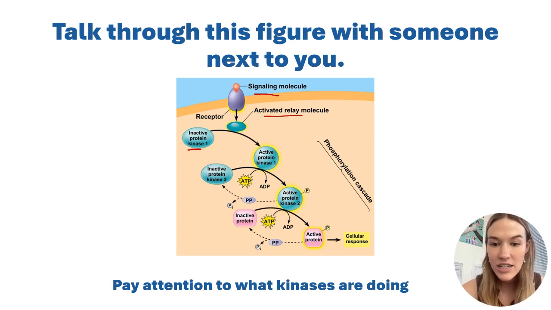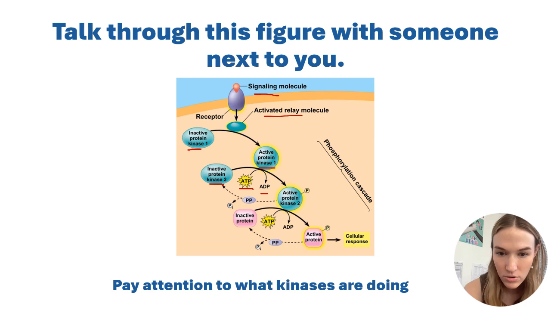But we have this activated relay molecule that now is going to activate the kinase. What do kinases do? They phosphorylate, meaning they take a phosphate group from ATP and they add it to something else. So this kinase, kinase 1, is going to take a phosphate from ATP, which ultimately converts it to ADP. It takes that phosphate and it adds it to kinase 2. So we can see here we have a phosphate that has been added to kinase 2.